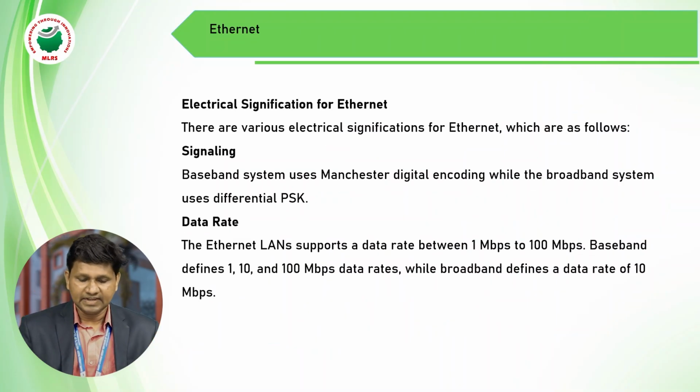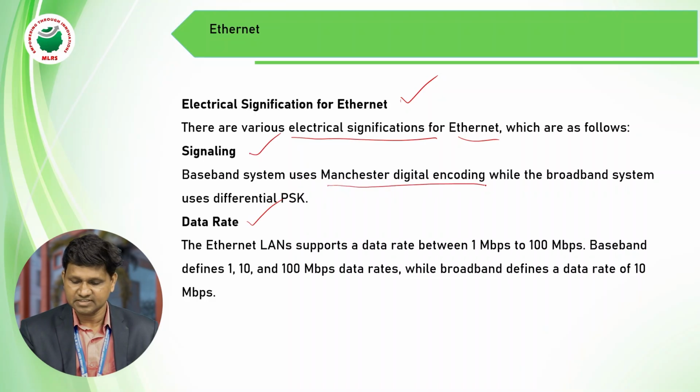Now, electrical significations for Ethernet. Here, we have two different types of electrical significations for Ethernet, which are as follows. The first one is signaling, the second one is data rate. The baseband system uses Manchester signal encoding, while the broadband system uses differential PSK. We'll discuss that.